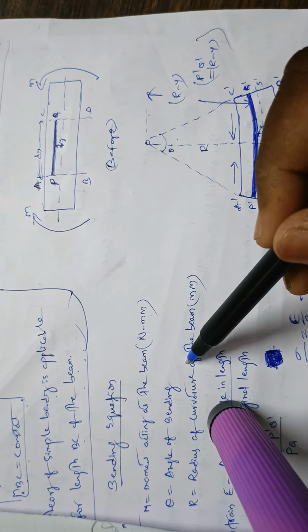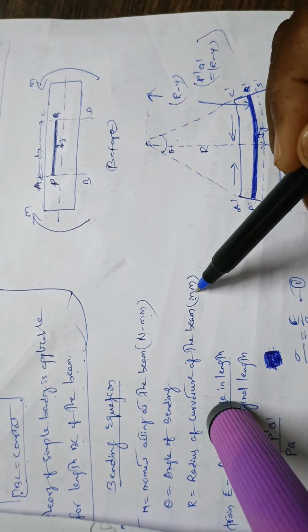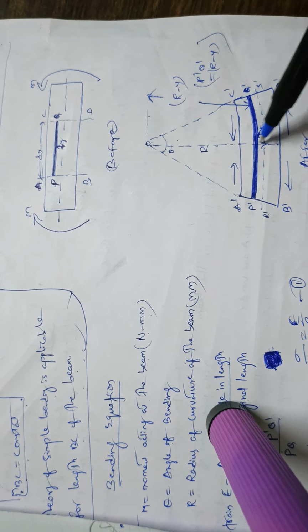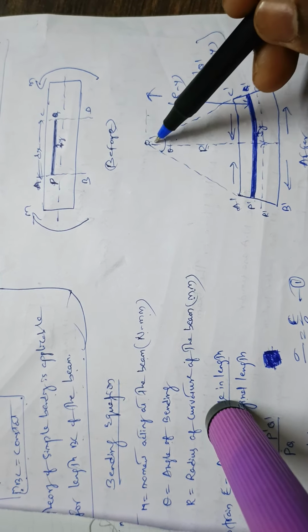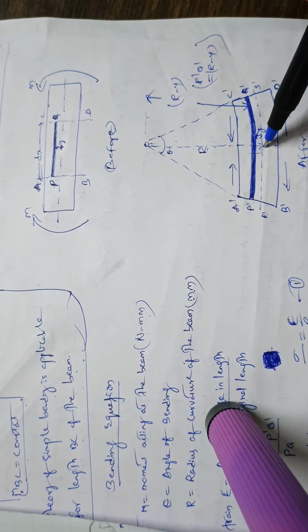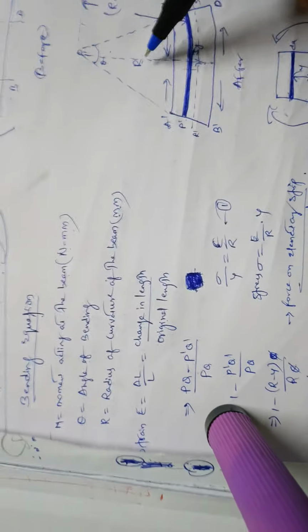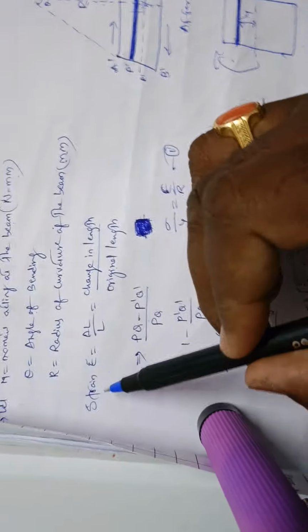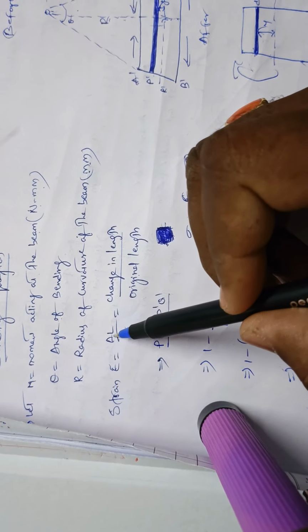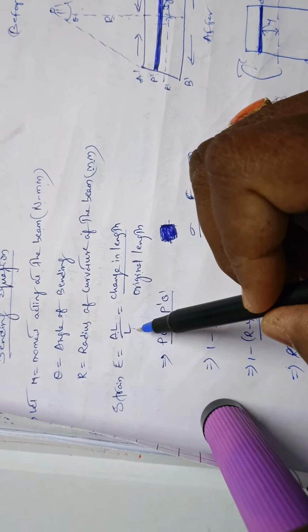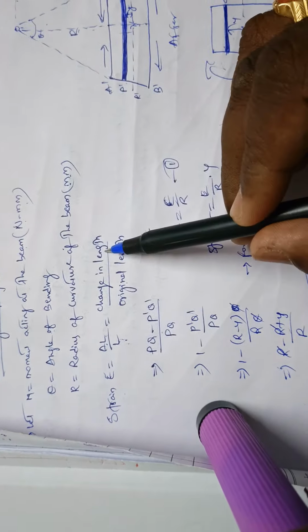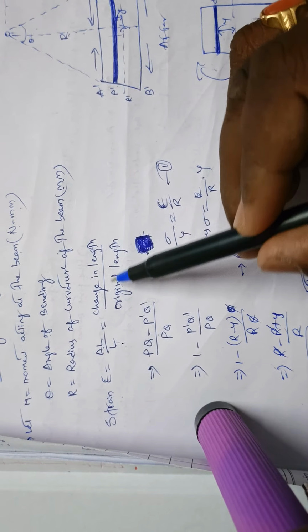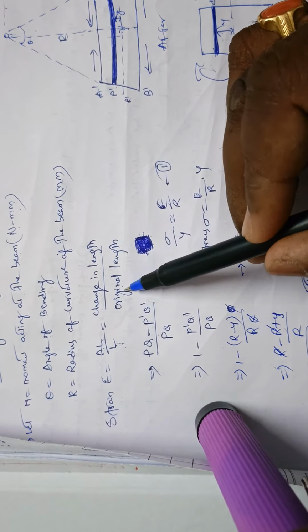And next, R is equal to the radius of curvature of the beam, which is described in mm. The point O2, the center of the neutral axis, is determined as R. That is nothing but the length of the bending portion at the neutral axis point, known as R. And next you can see here, our strain epsilon is determined as delta L by L. You know the formula, stress by strain. So the strain is determined as delta L by L, that is the change in length by the original length.